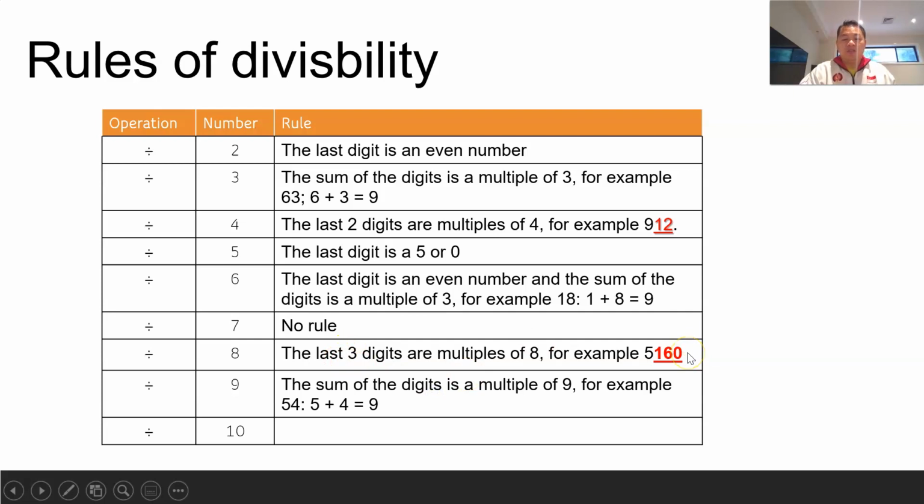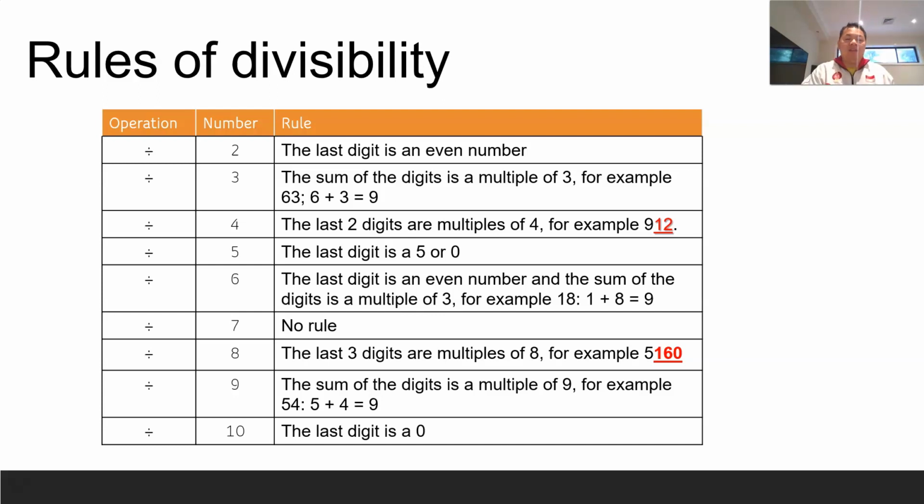9. Interesting rule: if the sum of digits is a multiple of 9, the number is divisible by 9. So you need to add up all the digits and determine whether the sum is divisible by 9. 3 plus 4 plus 2 is 9. 9 plus 4 plus 1 plus 4 is 18. Also divisible by 9. So therefore, these numbers are divisible by 9.